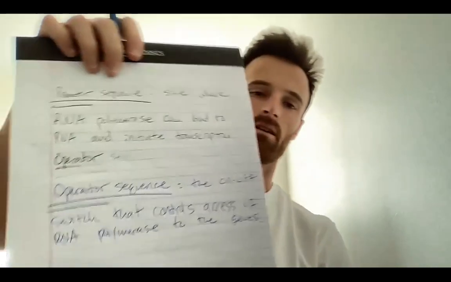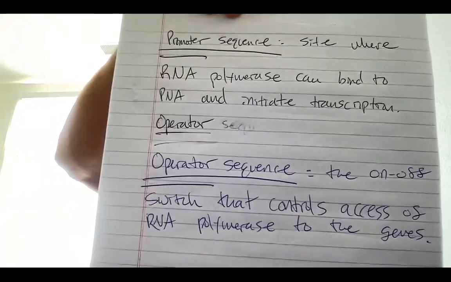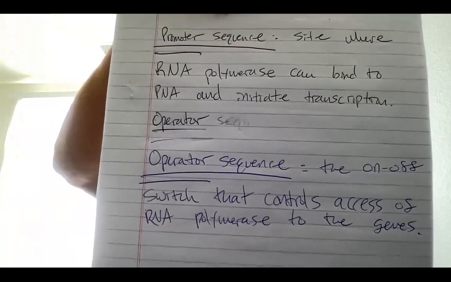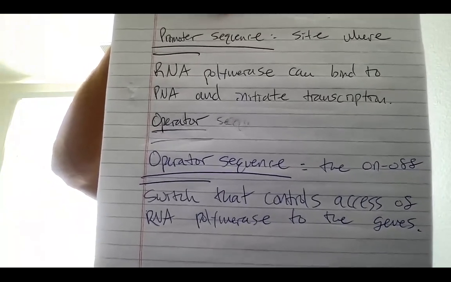So the operator, this will make more sense when we look at the operon. This is the on-off switch that controls access of RNA polymerase to the genes to be transcribed. So our operator is really the control switch. It'll either allow RNA polymerase to transcribe these genes or prevent RNA polymerase.